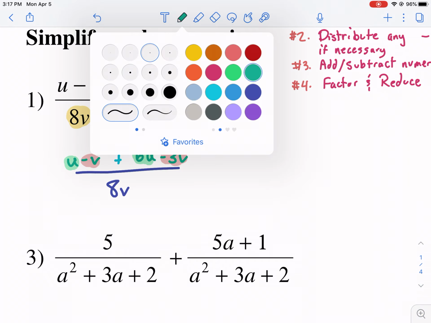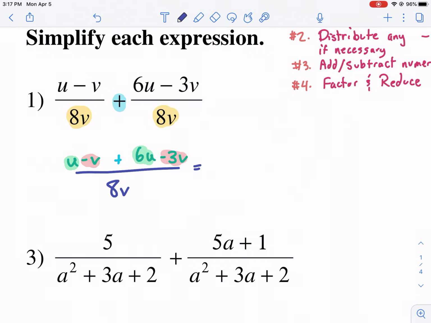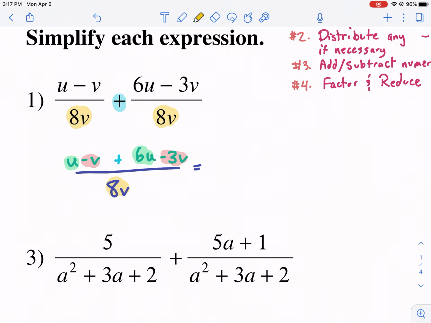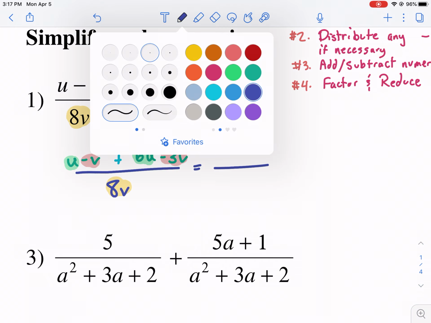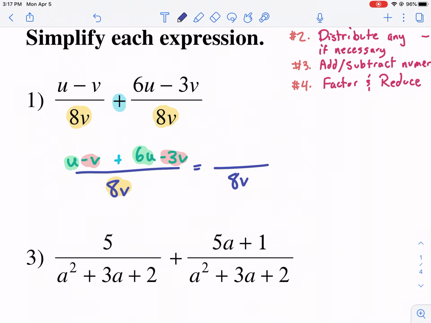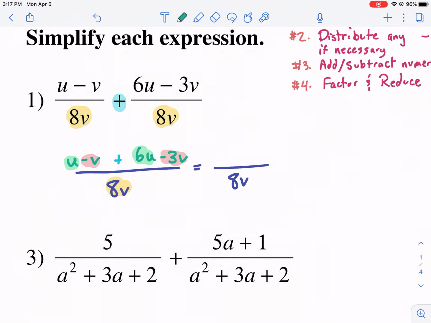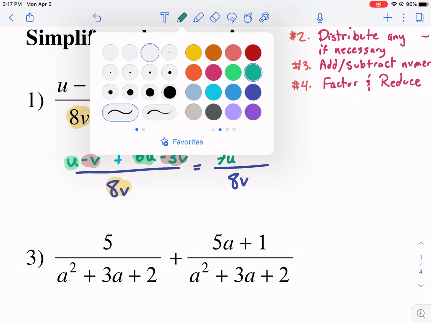We're going to keep the denominator the same. We already have 8v. We are good to go there. It doesn't need to change. So we're going to leave 8v. There's nothing more we can do with simplifying the denominator. Now in the numerator, we're going to change 6u plus the other u, so that gives us 7u. We have a negative 3v minus v, that gives us a negative 4v.